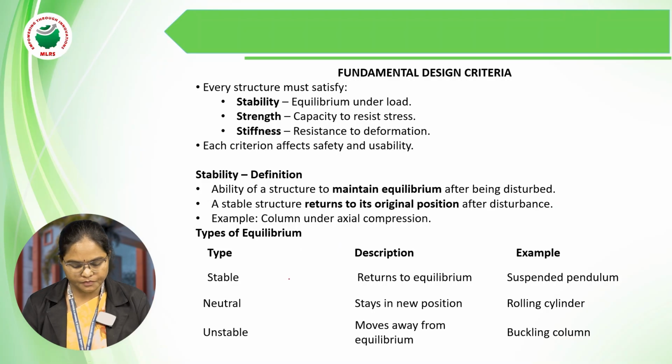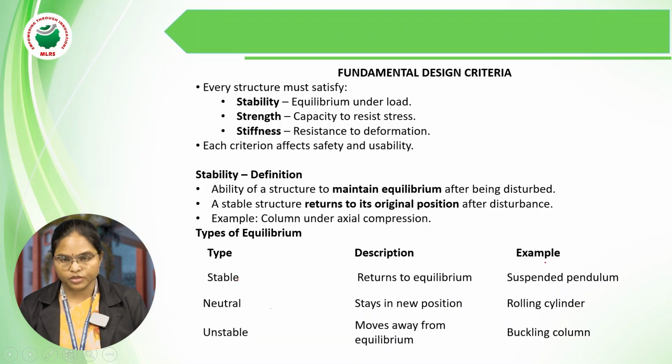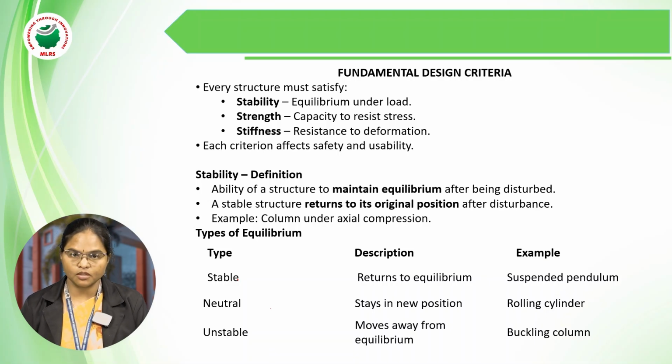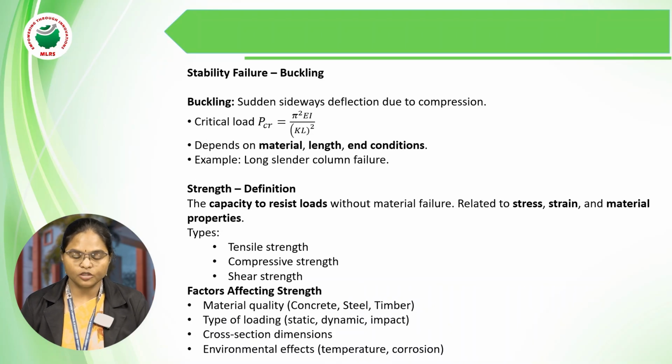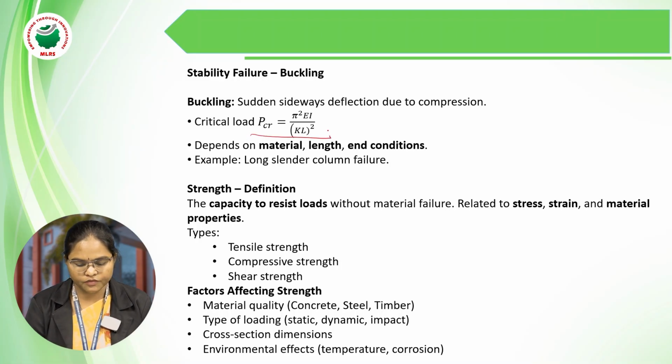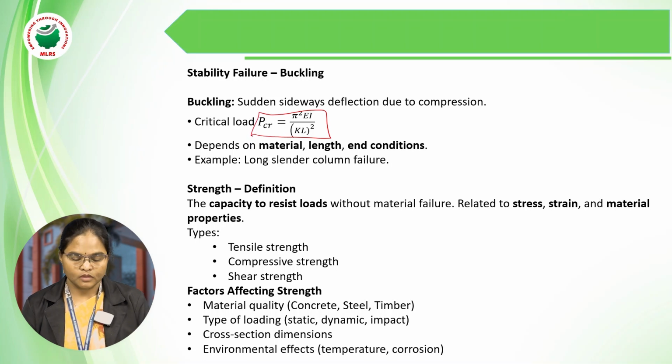Types of equilibrium: stable, neutral, unstable. Stable returns to equilibrium, example, a suspended pendulum. Neutral stays in the new position, example, a rolling cylinder. Unstable moves away from equilibrium, example, a buckling column. Stability failure, buckling. Buckling is sudden sideways deflection due to compression. The critical load, pi square EI by KL whole square, depends on material, length and end conditions. Example, long slender column failure.